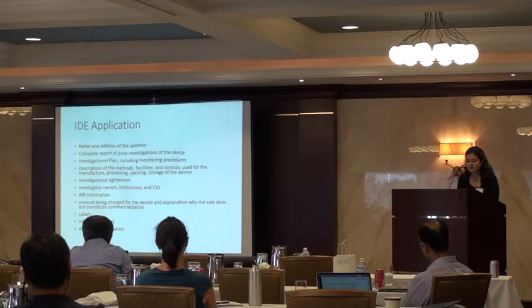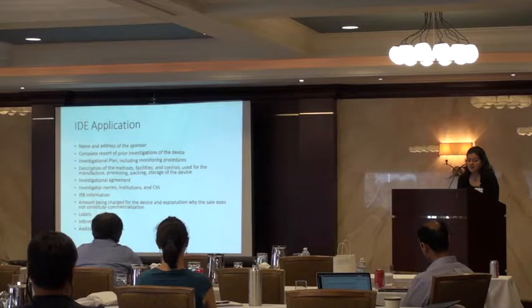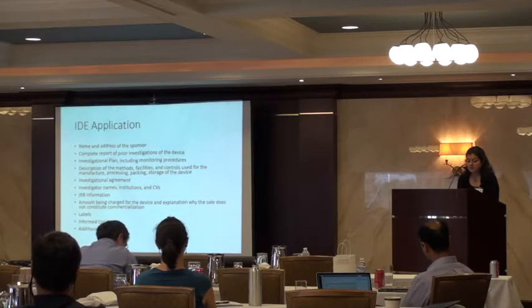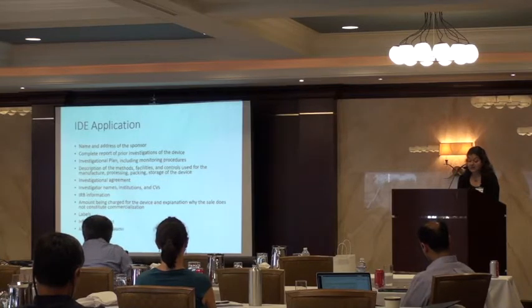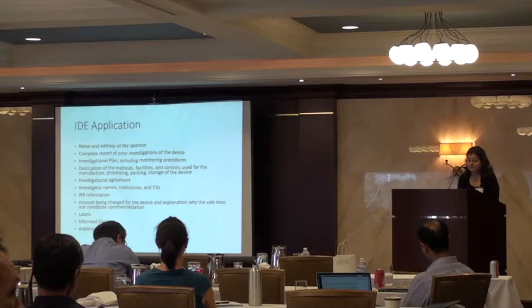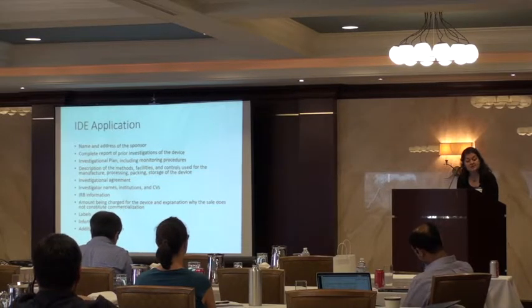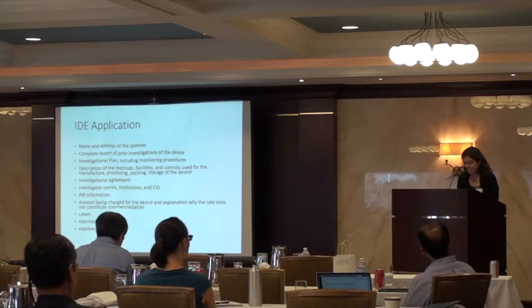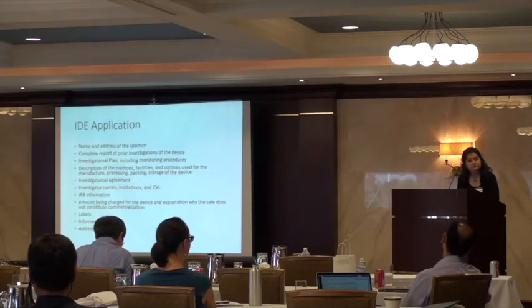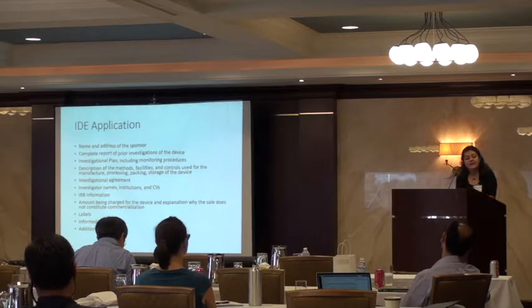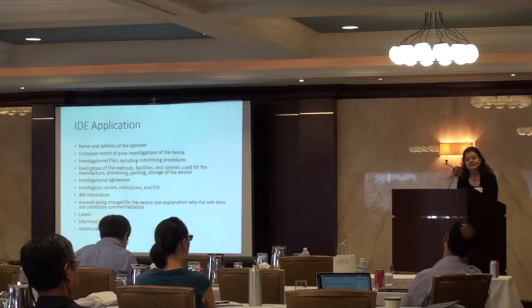Basically, it's just basic demographics, a report of the prior investigations of the device, your investigational plan, which I presume is basically your protocol, a description of your facilities and controls for manufacturing, an investigational agreement, the names of your investigators that you're delegating to, sort of like the equivalent of your 1572, IRB information, amount being charged for the device, and why the sale does not constitute commercialization, labels, informed consent, and any other additional information you think they need. And not just your device, but similar devices when you have prior experience. But a lot of times they're going to be very focused on the engineering. So just like the CMC, if you don't have a cross-reference to another IDE, then you need to provide all the information about the engineering.